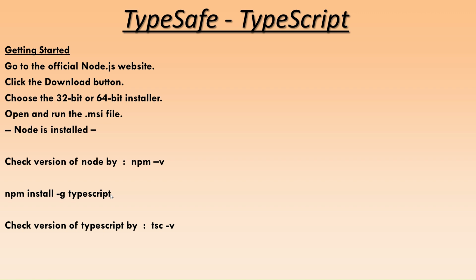Node is installed, so we will check the version of Node by typing npm -v in our command prompt. I missed out that one on the screen, so that's on the command prompt. Then we will install TypeScript on the same command prompt, and again we will check the version of TypeScript using tsc -v. Let's see that in action.